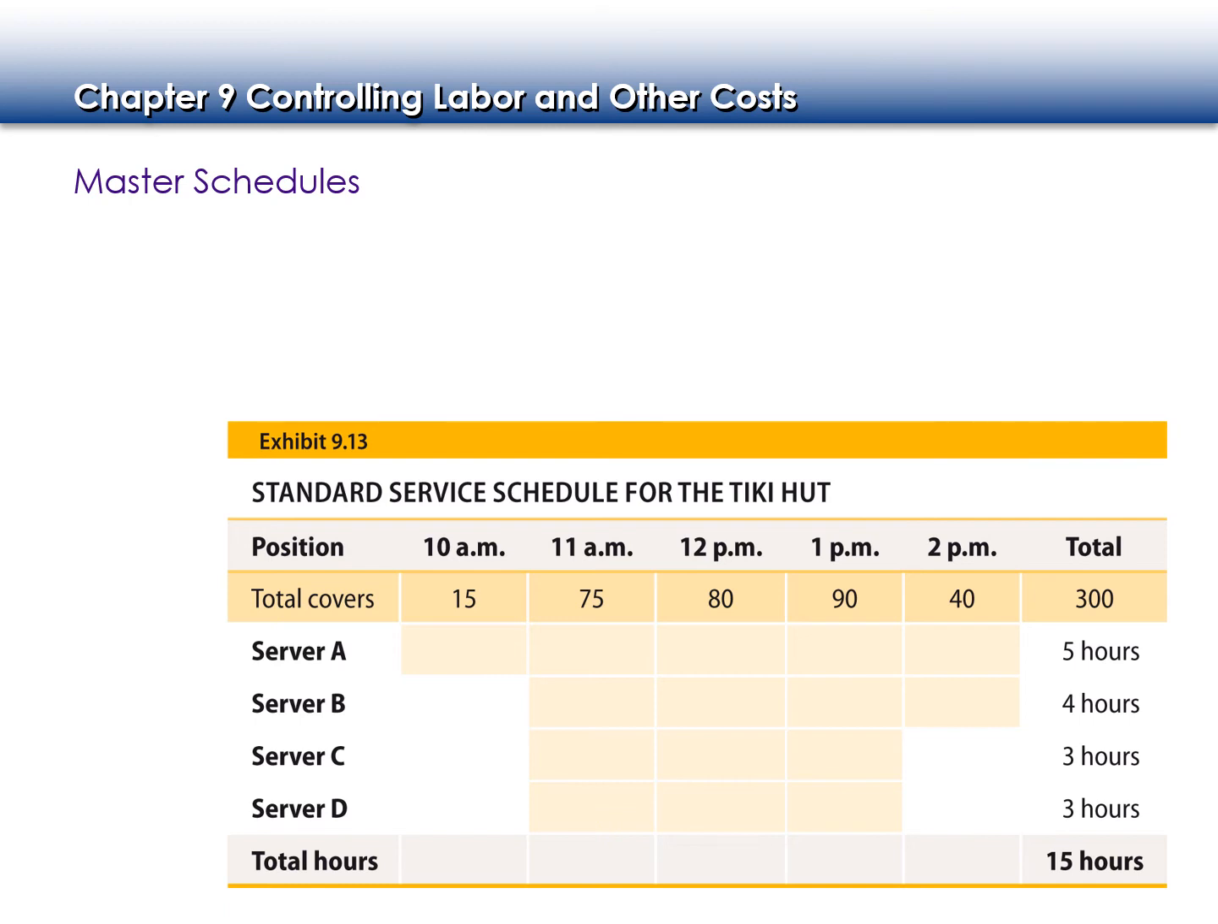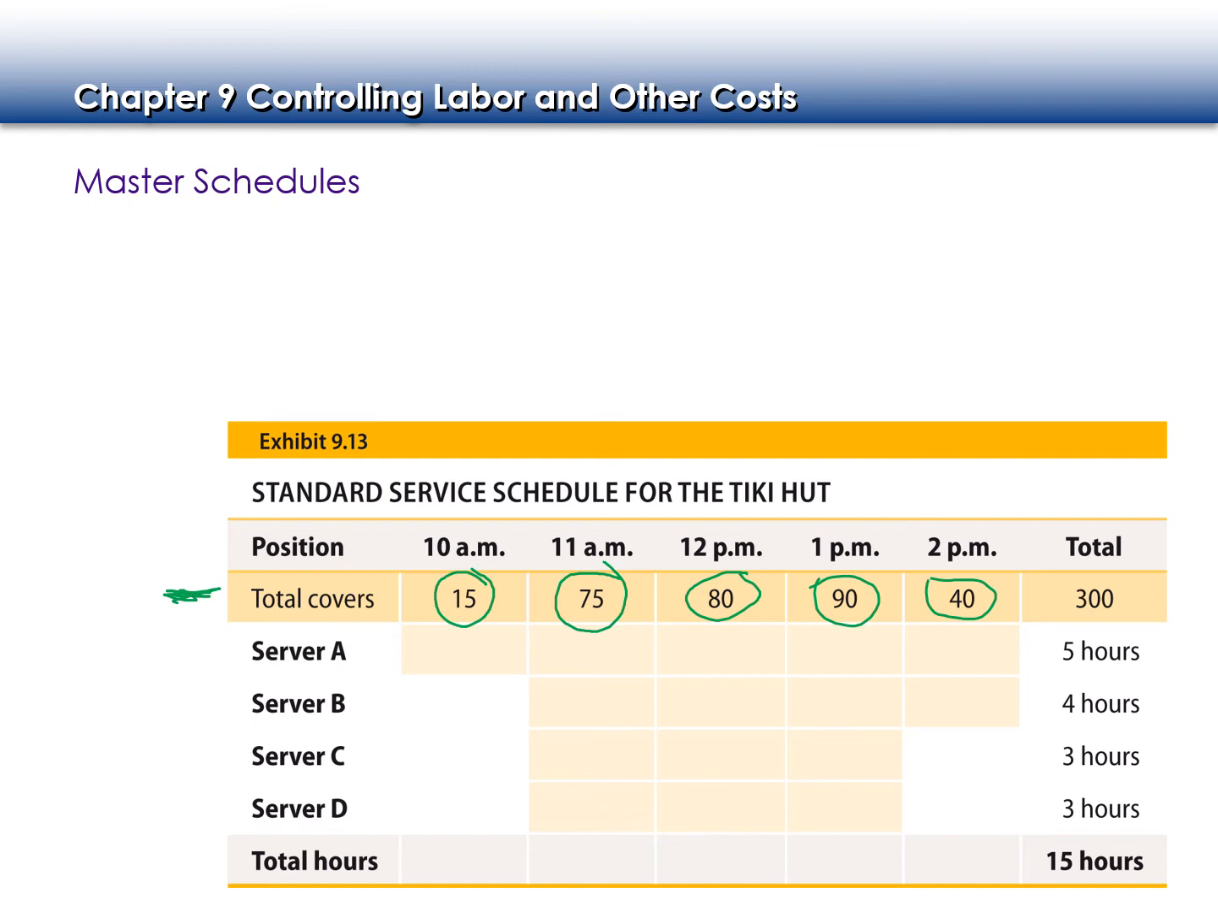Let's look first at the total covers. We're anticipating 15 covers at 10 a.m., 75 at 11. We can look at our past sales volume to get this information. And then you can see as the afternoon goes on, we get fewer and fewer covers. So of course, server A could potentially take care of 15 guests at one time, and for that reason, they can just come in by themselves.